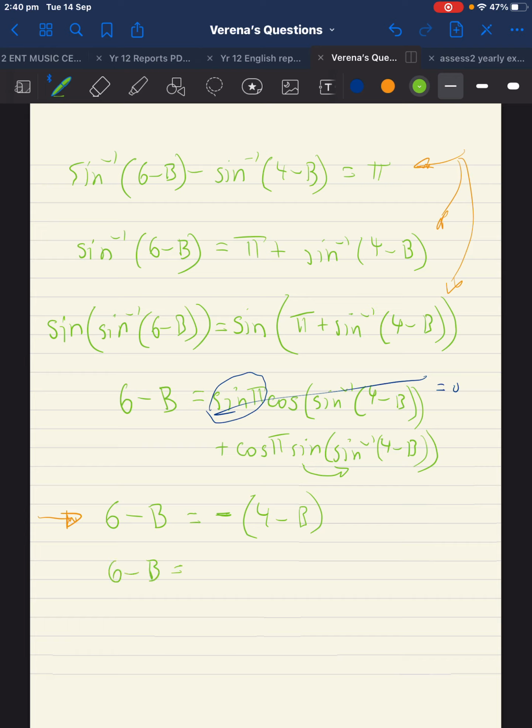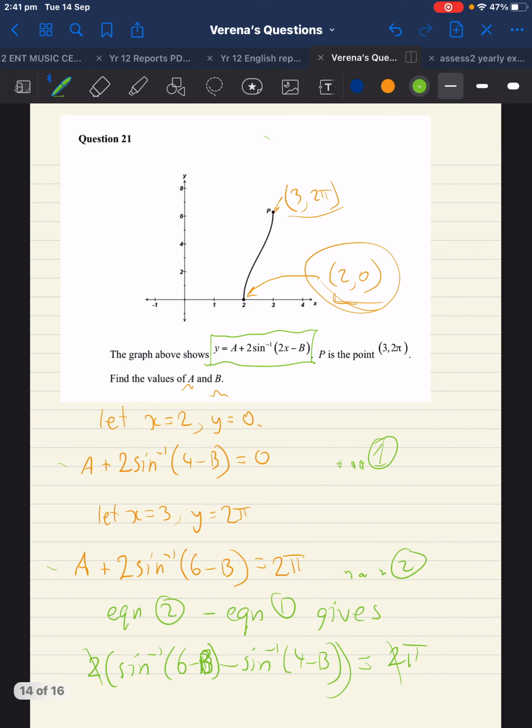6 minus b is equal to minus 4 plus b. B's together, numbers together, we get the value of b. B is equal to the value 5. Going back to, I guess, equation 1, we know what b is equal to. So we're going to sub that into equation 1.